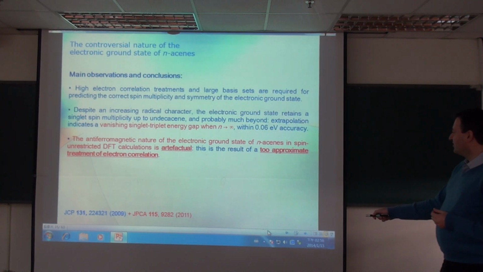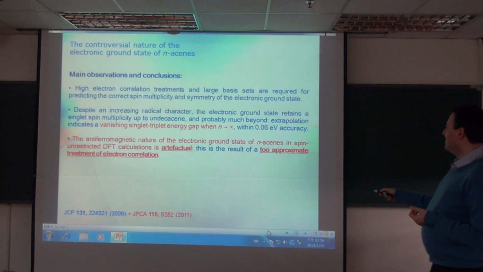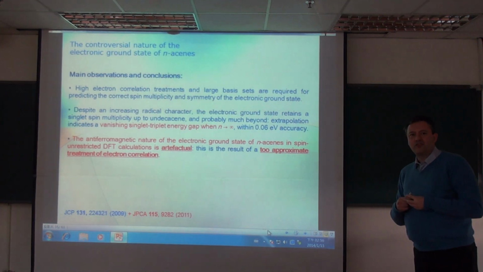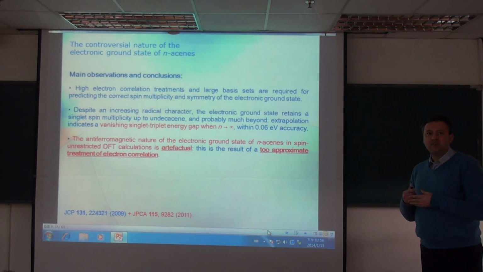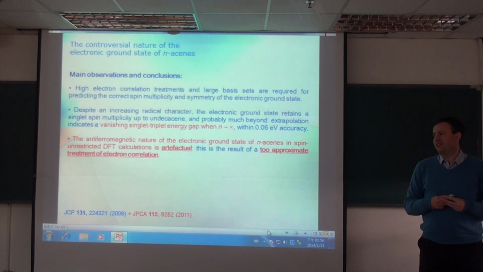Because I didn't have time to show results, you can find the results corresponding to systems larger than heptacene in this paper here. Also, we have seen that the singlet open shell or anti-ferromagnetic nature of the electronic ground state of acenes in spin unrestricted DFT calculations is artifactual, and this is necessarily the result of a too approximate treatment of electron correlation. Thus, having noticed that, we realized that in the literature there was a main issue regarding the half metallicity of zigzag graphene nanoribbons, which basically exploits the idea of a symmetry breaking between spin alpha and spin beta densities.